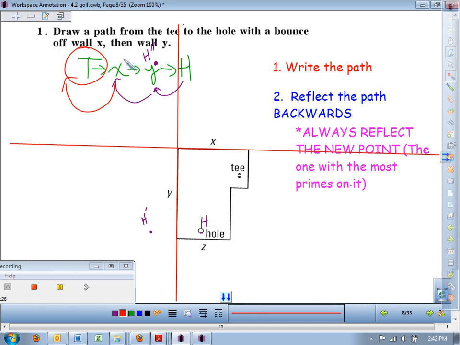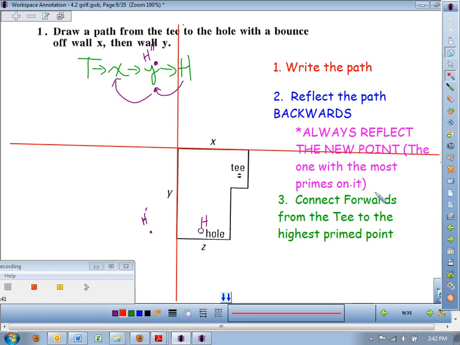Now what I want to do is connect the dots together in the right way, and how we do that is we always connect forwards from the T to the highest prime point. We use our path forwards. We want to connect T to the highest prime point, and when we draw that segment, it should go through line X right here. So it's like if I want to go from the T to the highest prime point. Don't connect yet, because watch what we're going to do.